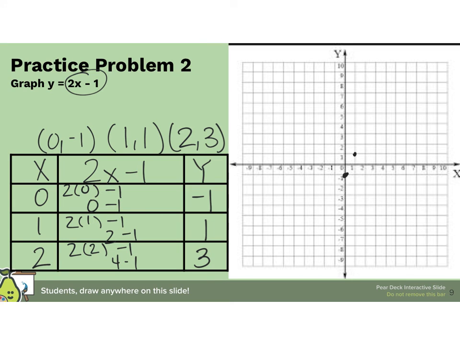1, 1 up here in quadrant 1. 2, 3 up here in quadrant 1. Connect the points. Lines are long and have arrows. This is a positive sloping line, okay? The other examples were negative. This one's positive. So that's practice problem 2. Now you're going to try 3 and 4 on your own, and then check your work in the next video.